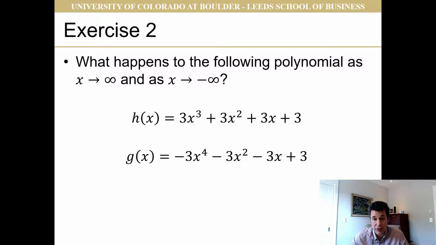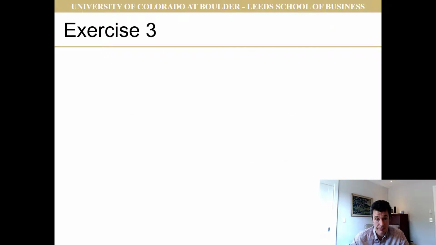All right, let's look at g of x. g of x is -3x to the fourth minus 3x squared minus 3x plus 3. Again, the only term that matters as x gets really big is that first one, the leading term, the one with the highest degree. As x gets really big and positive, x to the fourth gets really big and positive, but we're multiplying by -3, so g of x gets really big and negative. And again, as x becomes really big and negative, g of x again becomes really big and negative.